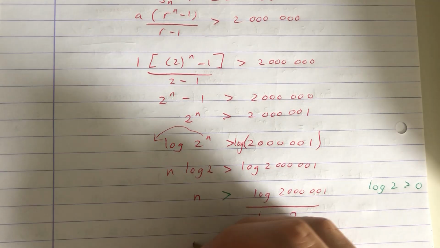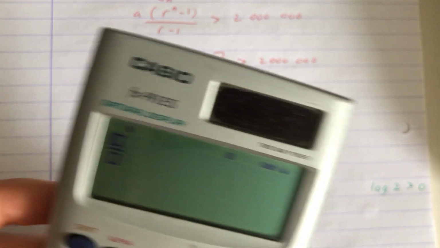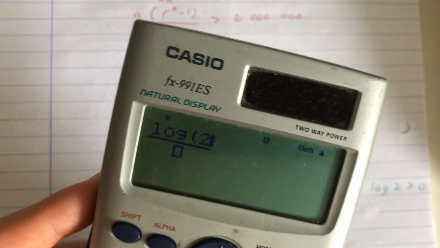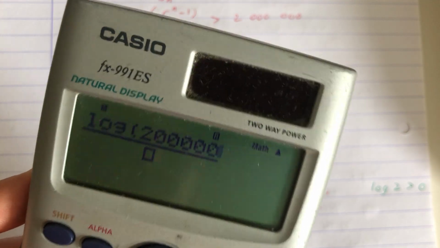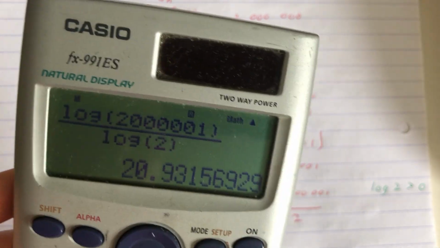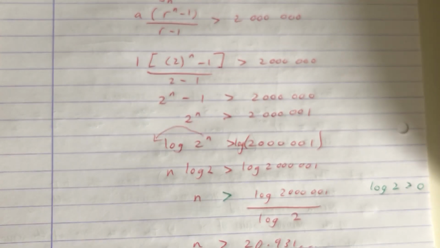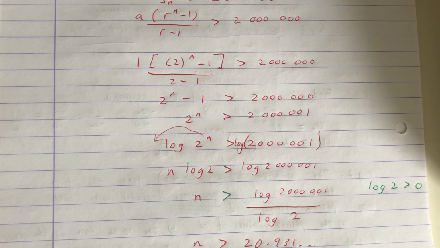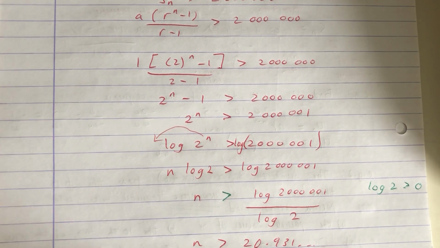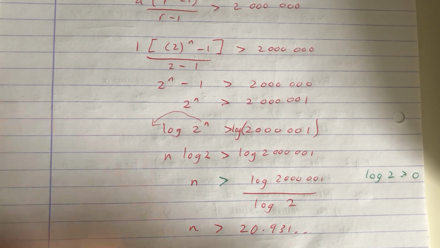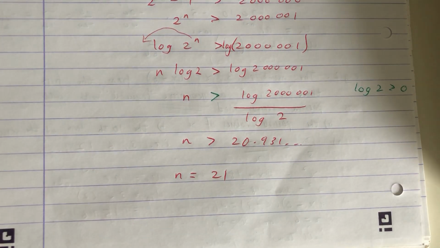Right, n needs to be greater than log of 2,000,001 over log 2, doesn't matter which base you pick. It's going to be bigger than 20.93... And in the context of this question, n needs to be a whole number. So the first whole number, which is bigger than 20.931, would be n is equal to 21. N would be equal to 21, and that is pretty much it for that.